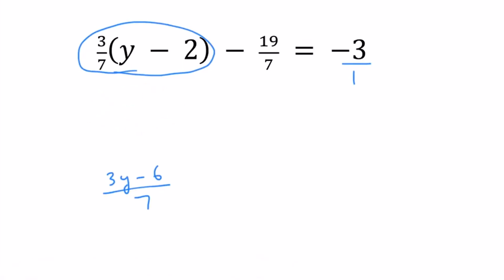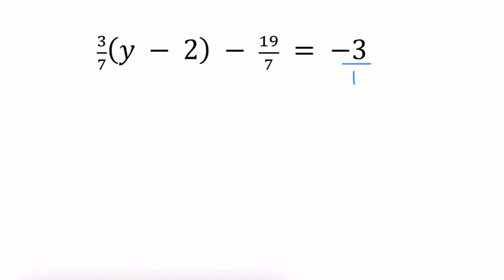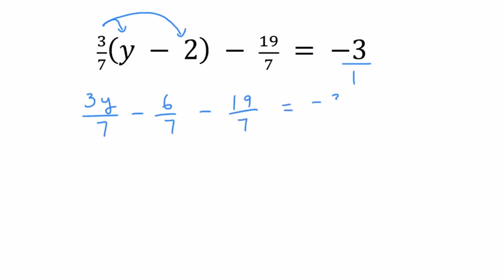Or we can multiply the 3/7 in. If we multiply 3/7 in, we would have 3/7 times y, which is 3y/7, and 3/7 times negative 2, so that is -6/7, minus 19/7 is equal to -3 over 1.